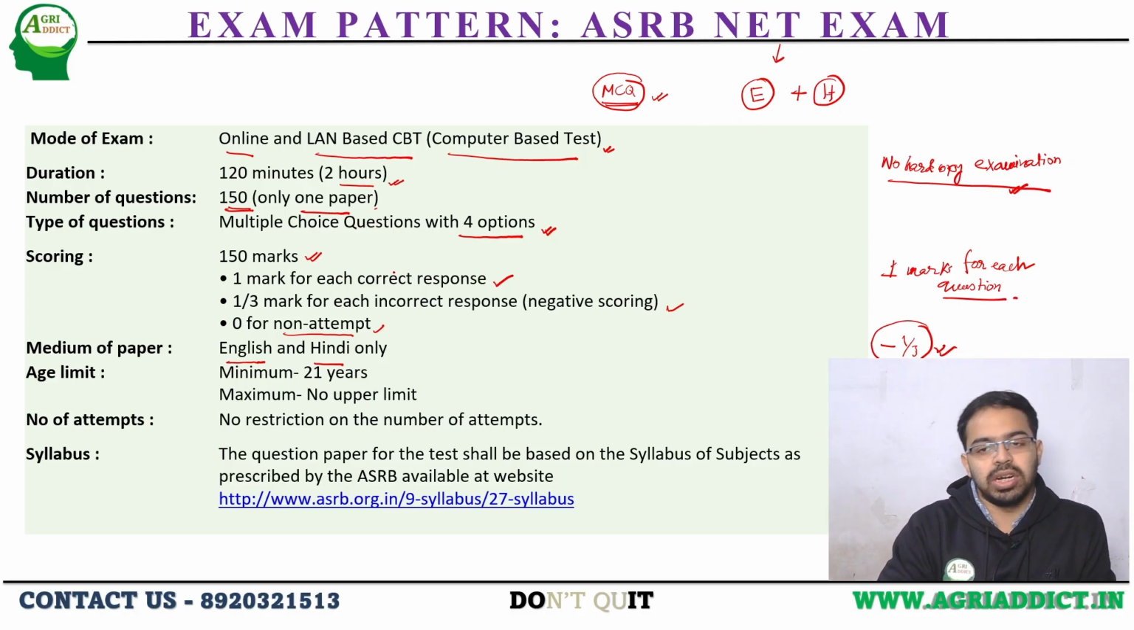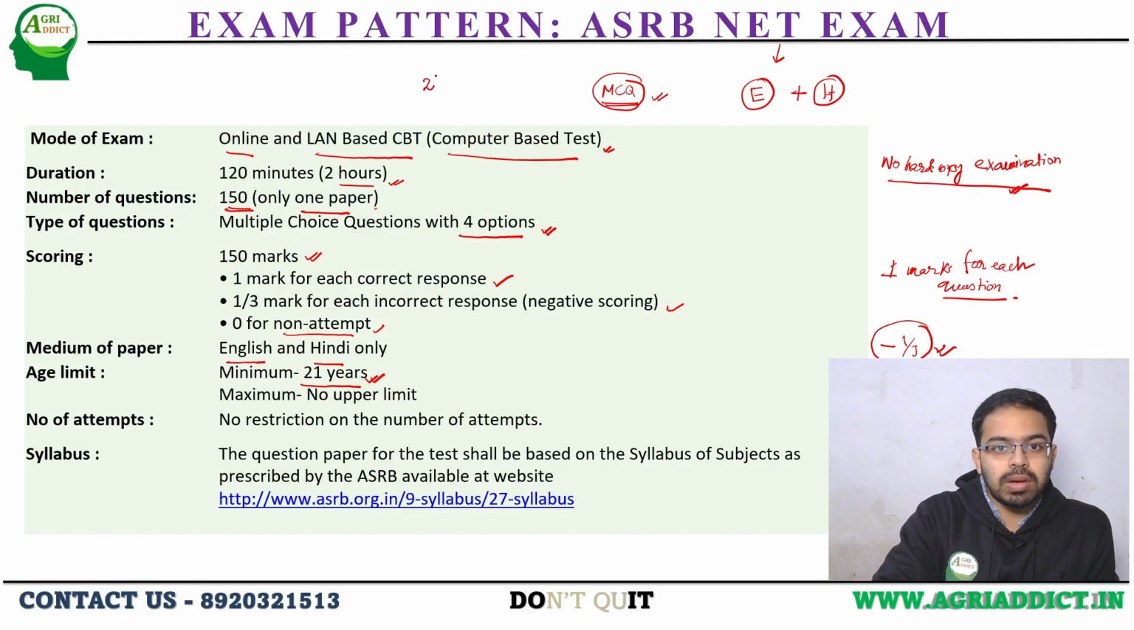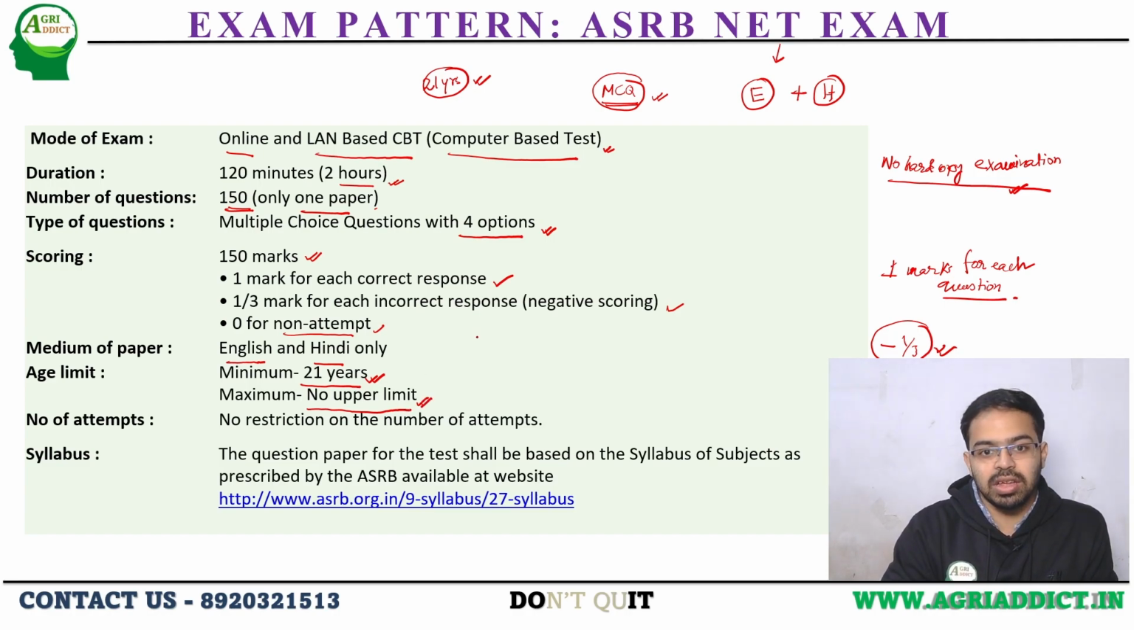Now the age limit. The minimum age limit is 21 years, so at least you need to complete 21 years of age, and there is no maximum limit. So you can give the exam up to any age. But one thing is important, you need to complete your MSc, that is masters, to get the NET certificate, right? How many attempts? No restriction again. You can give as many attempts as you want.